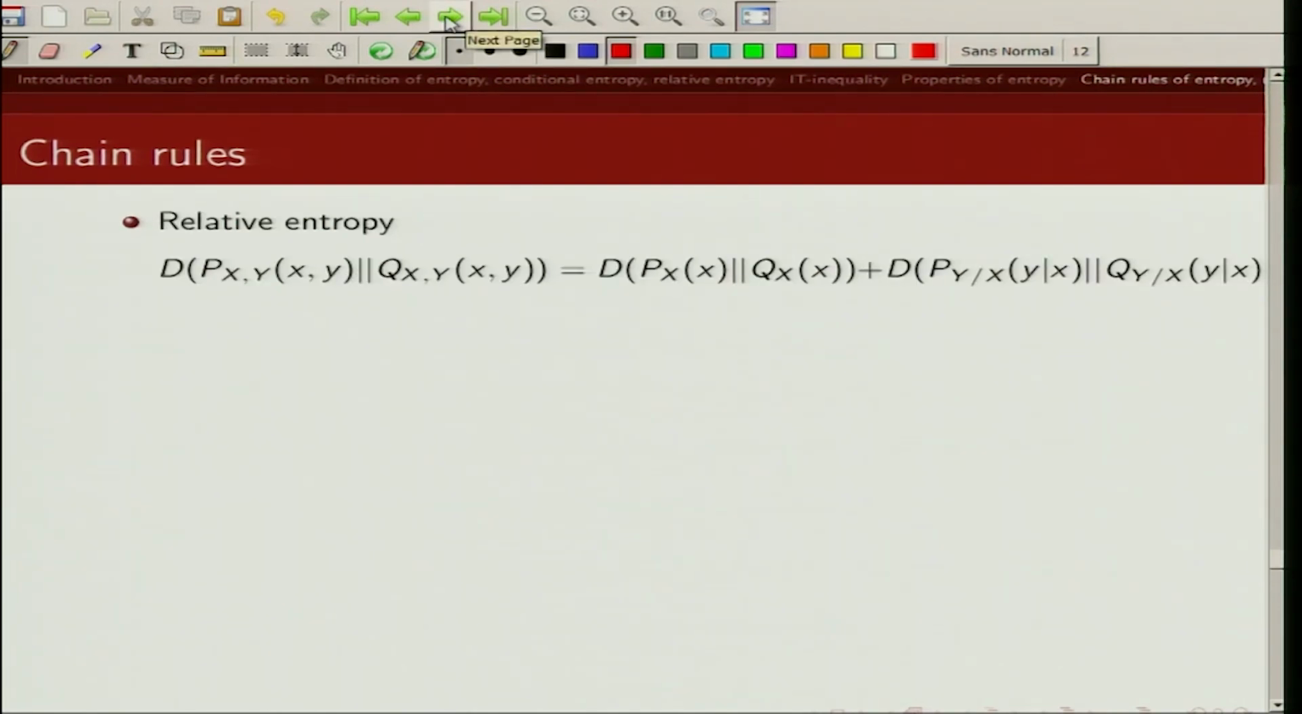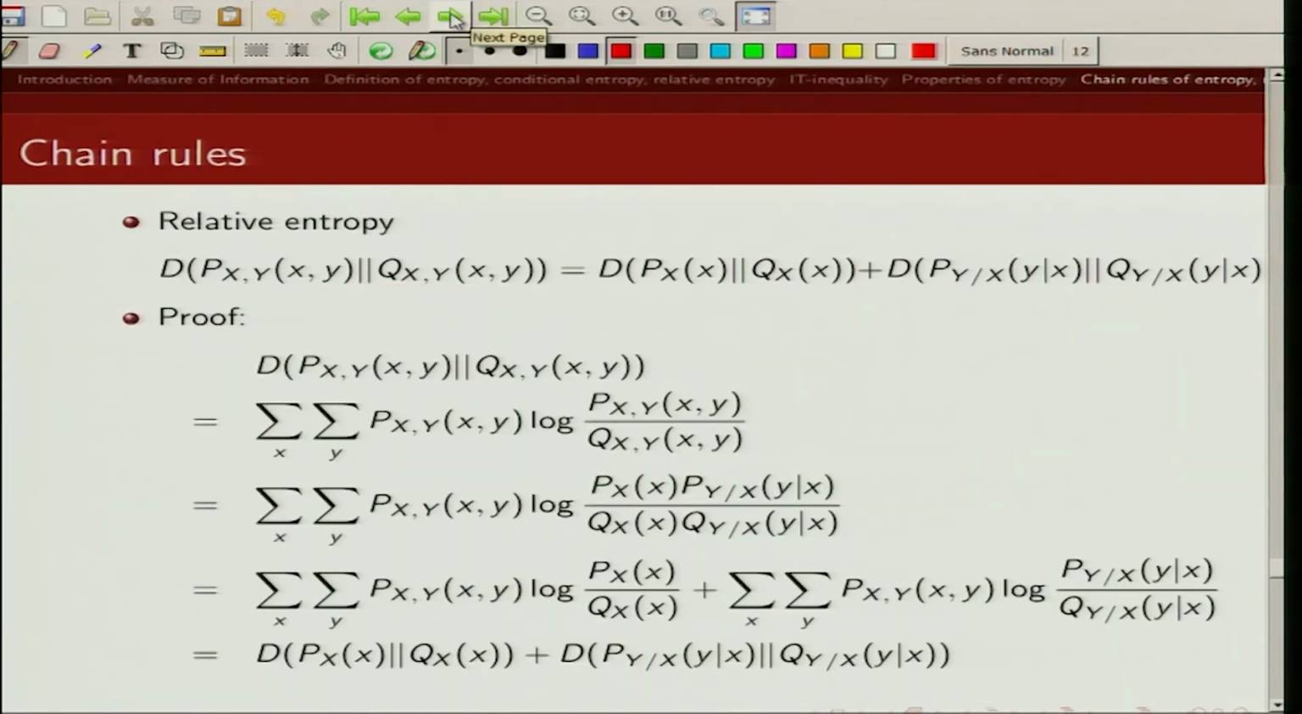We can also similarly show the chain rule for divergence. So if you have the divergence between the joint distributions p of x, y and q of x, y, this can be written as the divergence between p of x and q of x, plus the divergence of the conditional distributions p of y given x and q of y given x. Again, the proof is straightforward.